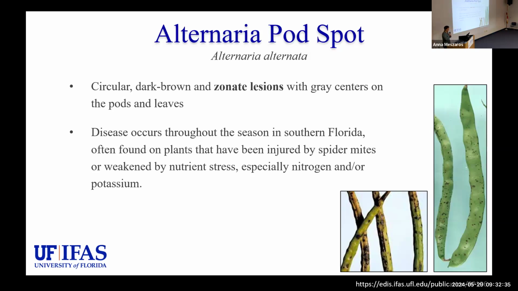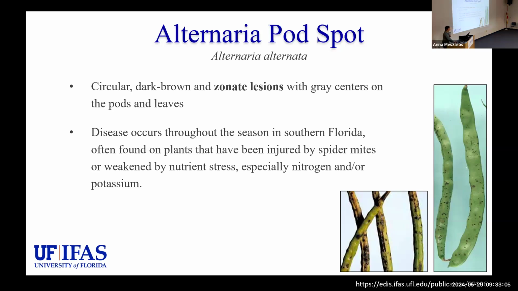And you can see, I'm trying to show here on these pods, you can see the tiny dots or spots on the pods. They have this black color. And if we look, if they get a little bit bigger, we can see these zonate or target-like lesions. That's very characteristic for Alternaria. But if you have questions, you can bring the samples and we can help you with the diagnosis.